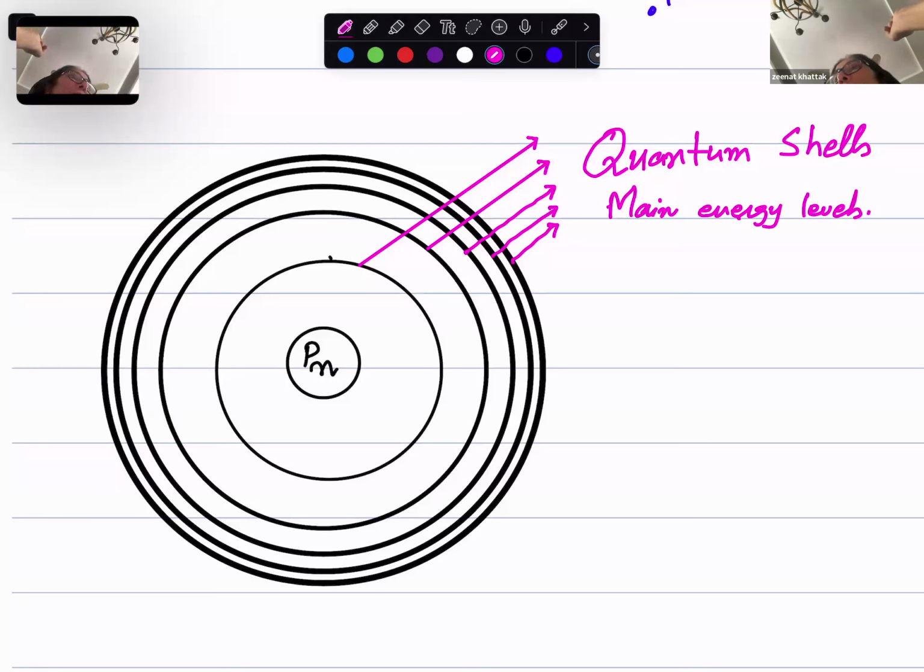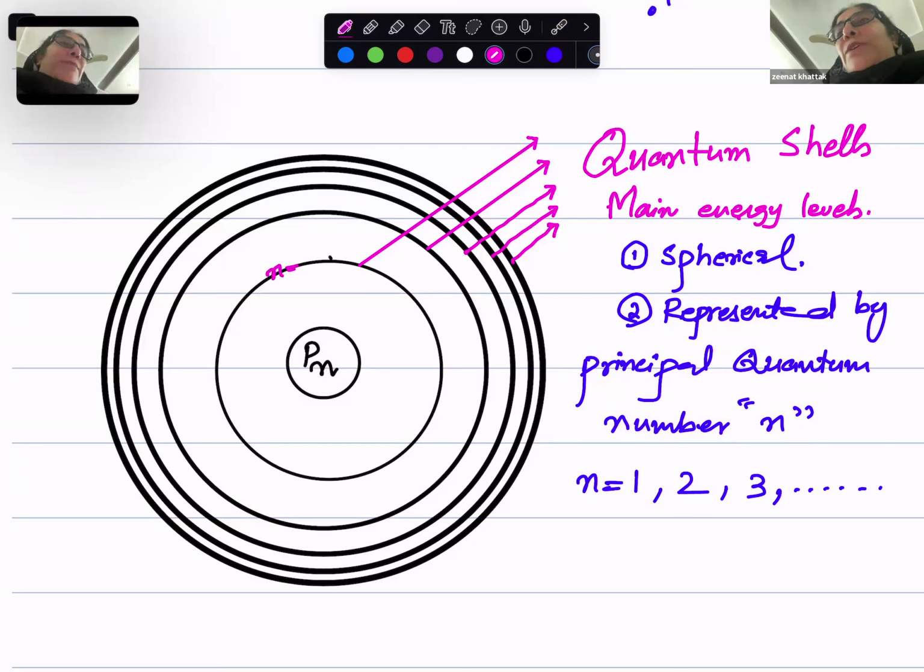But when we use such heavy words like principal quantum number, we think that there might be something different. No, it's the same. It's just a name. Look, I'm telling you, wait a minute. This is principal quantum number 1. This is principal quantum number 2. This is principal quantum number 3. This is principal quantum number 4. And this is principal quantum number 5.